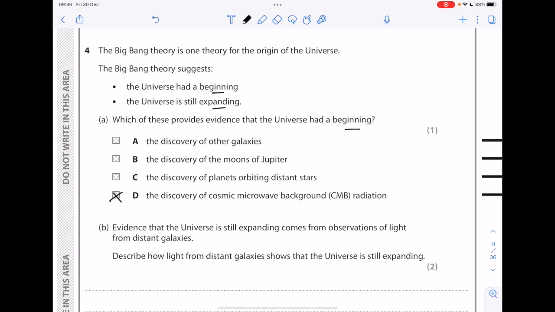It's actually D, CMBR, because they believe that CMBR was made at the inception of the universe, and then with that Big Bang, it forced that CMBR to be evenly distributed throughout the universe.